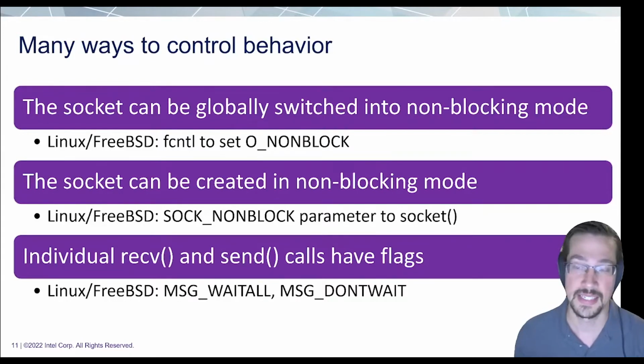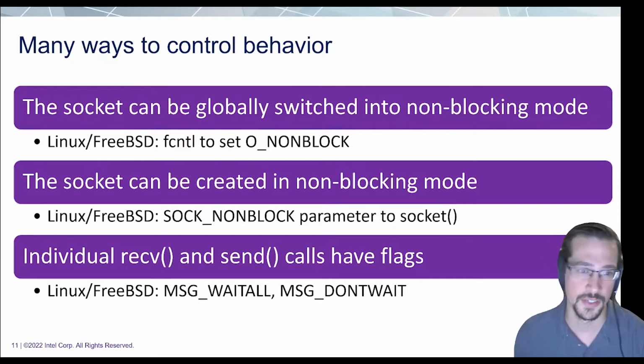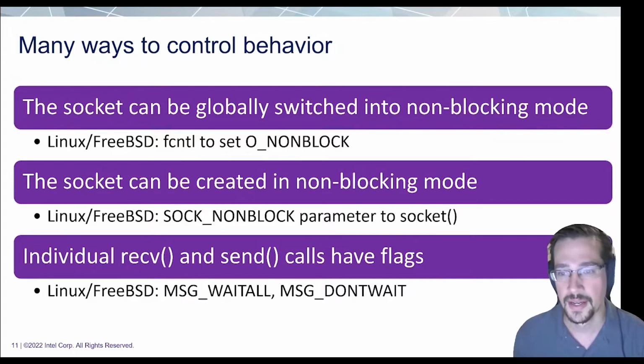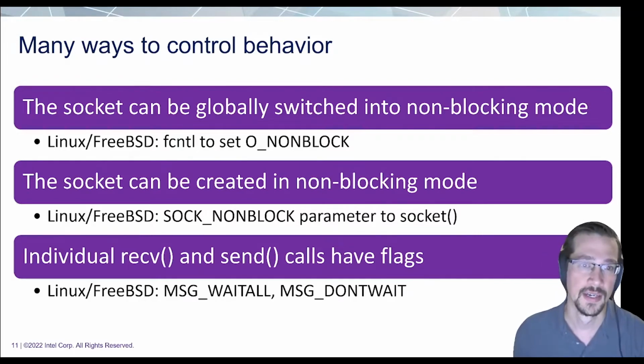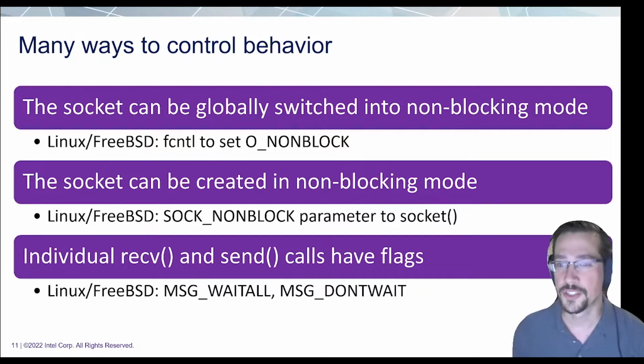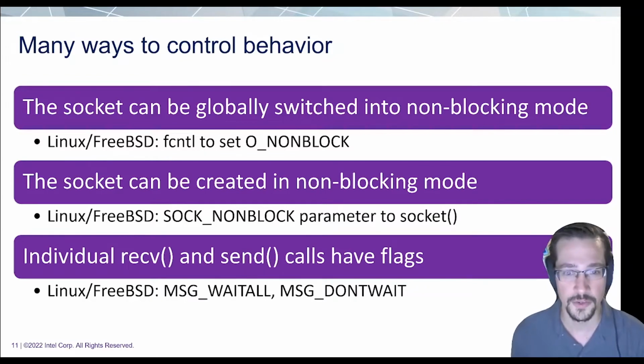Fortunately, sockets can be set into non-blocking mode. And what that means is they will not wait around when they can't process a request immediately. Instead, they will return EBUSY or EAGAIN as an error code. Or they will partially complete the operation, whatever they can do. And there are many ways to control the blocking or non-blocking behavior of a socket. I've listed out the names of these things on Linux and FreeBSD. On Windows, you can do all of these things. They just have different names.